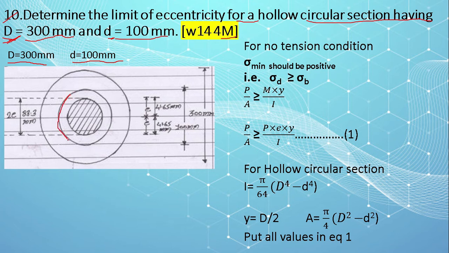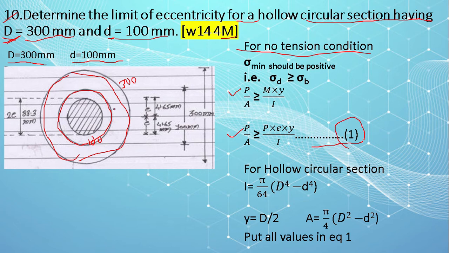So we will draw this one circle. This is of diameter 100 and this one is of diameter 300 mm. As we have seen in the previous problem, for no tension condition, sigma mean should be positive, meaning direct stress should be greater than or equal to sigma b. This we have also seen in the previous 2 problems. So P divided by A should be greater than or equal to P multiplied by e multiplied by y divided by I. Denote this as equation number 1.